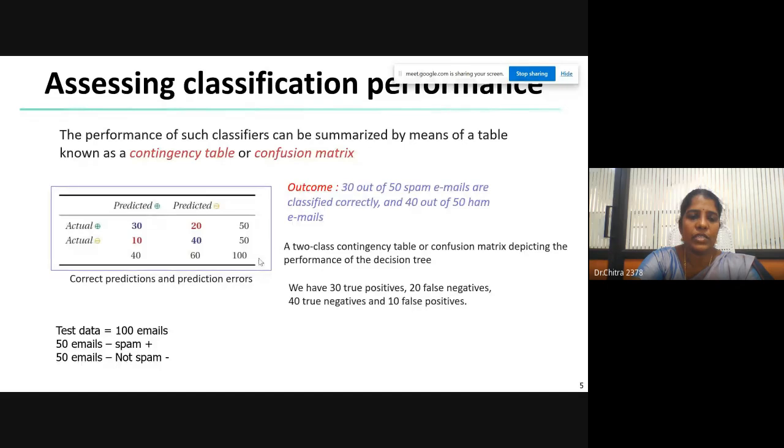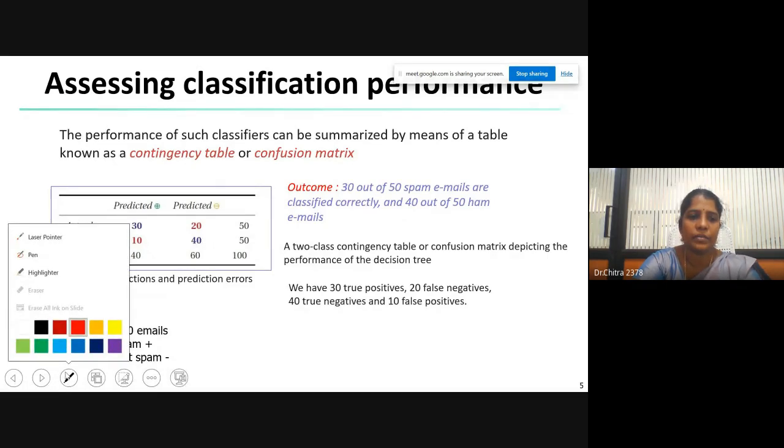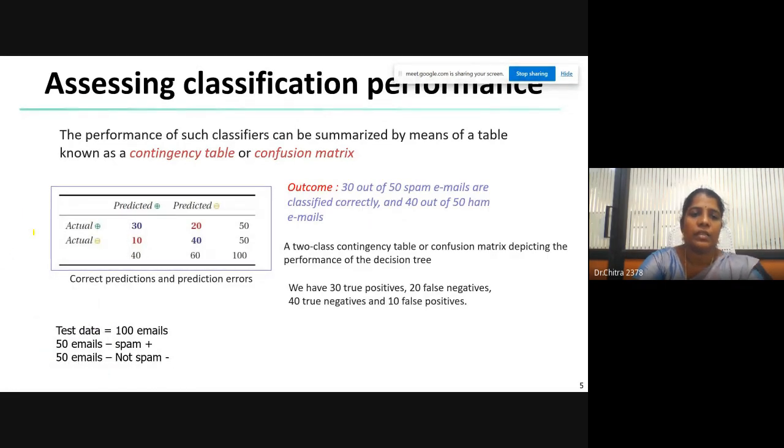Consider this example of a confusion matrix. Here, actual values are there and predicted values are there. Only two classes are considered, the positive class as well as the negative class. Here, actual positive values are 30 and predicted positive values are also 30. 30 values are actually positive and also predicted as positive. This is called true positive. Positive values that are predicted as positive are called true positive.